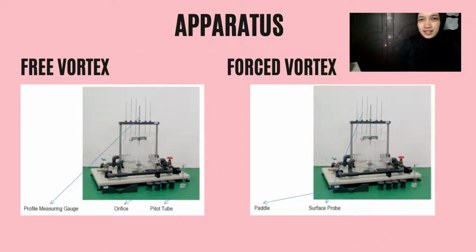So for the next slide, this is the figure for both free and forced vortex. The free vortex consists of a profile measuring gauge, orifice, and also a pitot tube. A pitot tube is a device to measure flow rate. And next is the forced vortex. It consists of a paddle and also a surface probe.